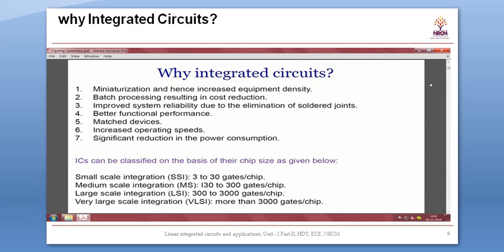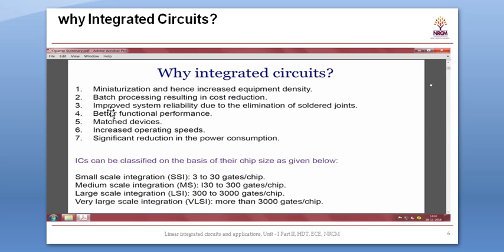So why are we going to prefer integrated circuits? Due to miniaturization, there is increased equipment density in the integrated circuits. Batch processing results in a cost reduction. So cost is also reduced when you fabricate the integrated circuits on a large scale. The cost of an integrated circuit is reduced due to the batch processing.